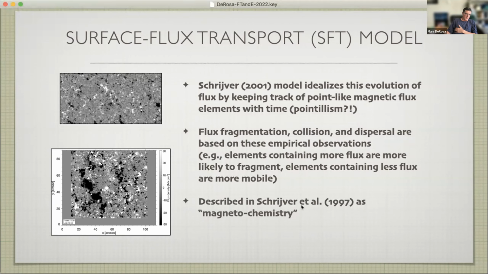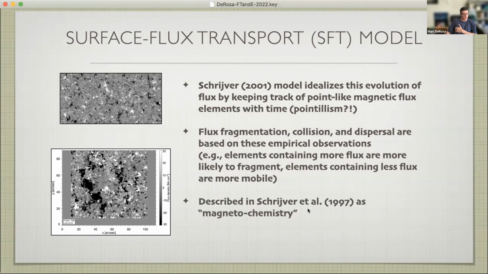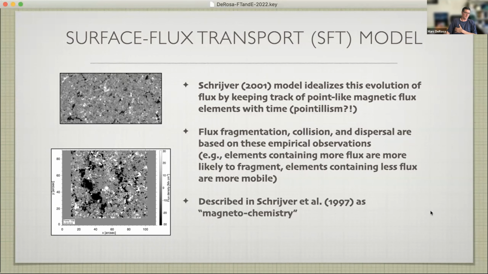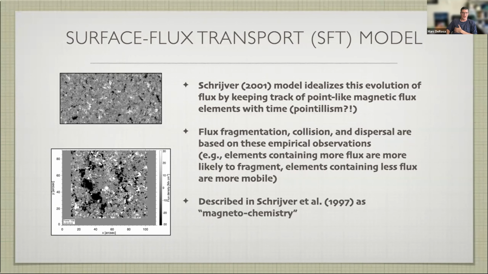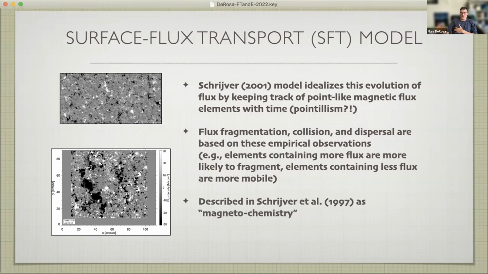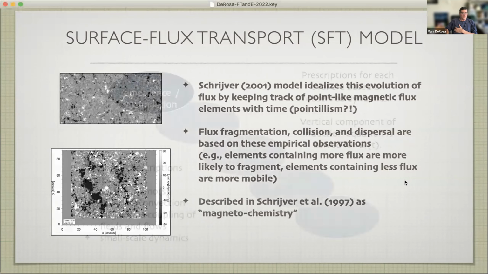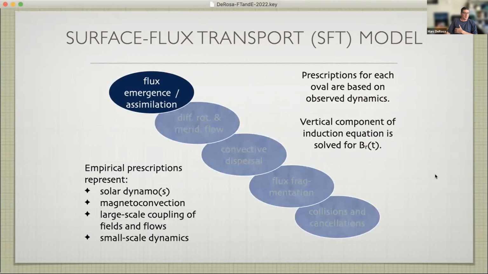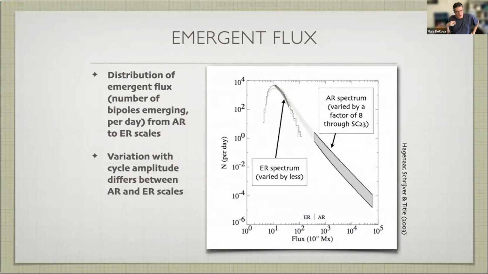In 1997, this was described by Carl Schreiber as magnetochemistry, and I've also heard him describe this as an atomic model, because each of these flux concentrations is sort of one atom in a whole system of things. So, back to my ovals. Let me just also say one quick thing about the flux emergence process, and that is that there appears to be a distribution.